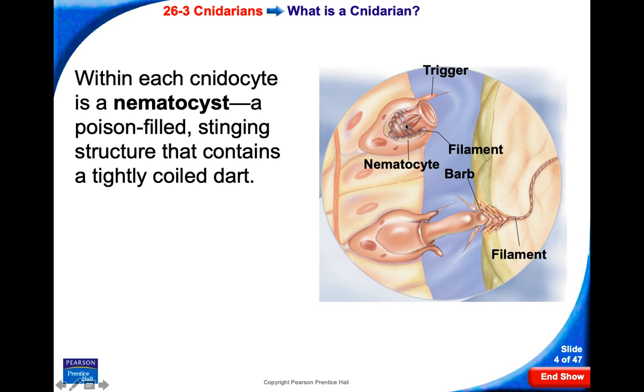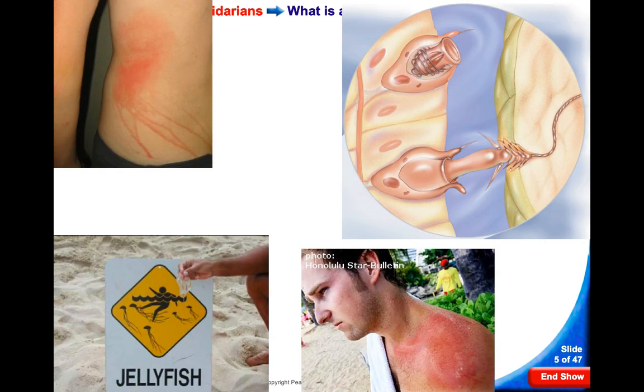And it's this poison-filled, dart-like structure that, if a shrimp or a small fish brushes up against the tentacles, thousands of these little nematocysts explode into the animal and release enough poison to either paralyze it so it can be eaten, or kill it.